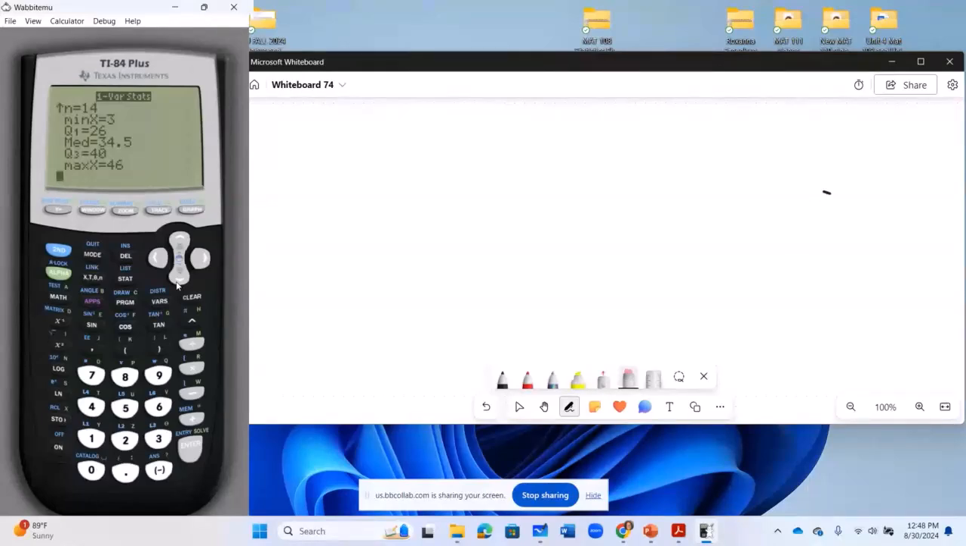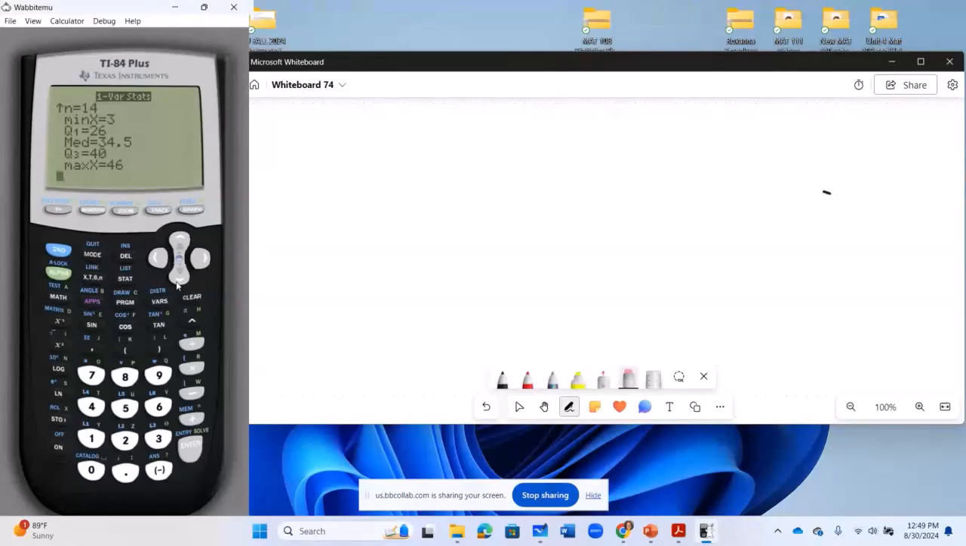Number 1 of the 5 number summary is the minimum number, which is 3. The second one is Q1, which is the first quartile. Number 3 is the median or the second quartile. Number 4 is the third quartile. Number 5 is the maximum number.